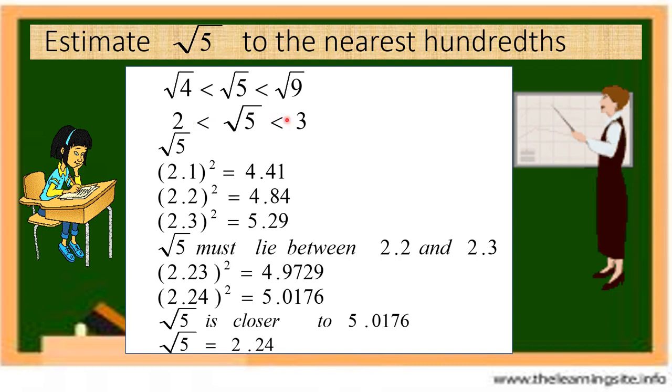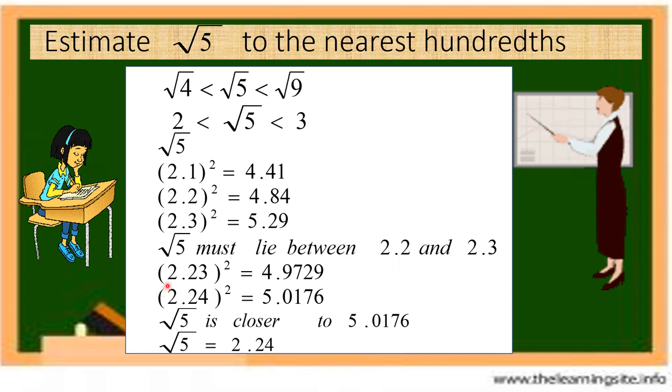Since it is in between 2 and 3, we can start with 2 and 1/10 squared. That is equivalent to 4 and 41 hundredths. 2 and 2/10 squared is equivalent to 4 and 84 hundredths. And 2 and 3/10 squared is equivalent to 5 and 29 hundredths. This is already more than 5. So we can make use of 2 and 2/10 and 2 and 3/10.